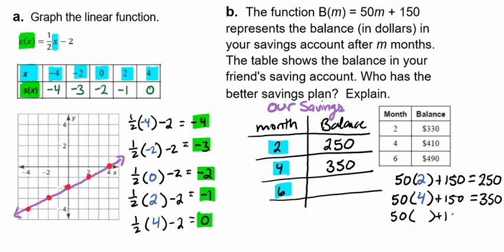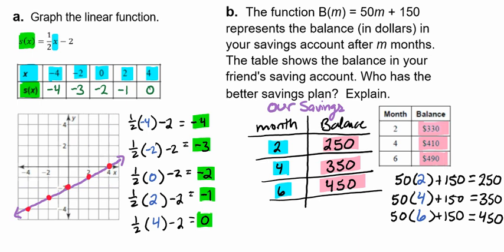So 50, what are we going to plug into our spot there? That's right, we're going to plug in the 6. So when we plug in the value of 6, that's going to give us a value of $450. And now we're going to compare, which we've kind of been doing along the way. So after 2 months, we had 250 and our friend had 330. Theirs was better. After 4 months, we had 350 and they had 410. So theirs was still better. After 6 months, we had 450 and they had 490.